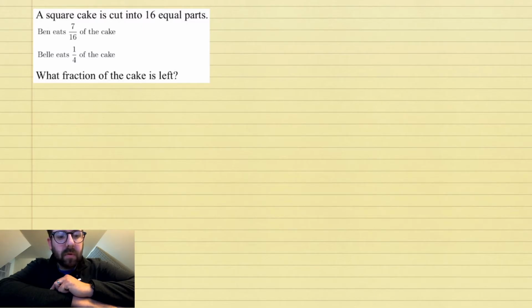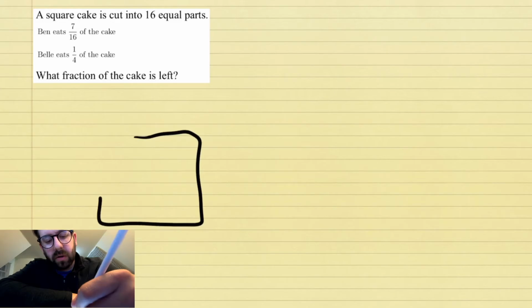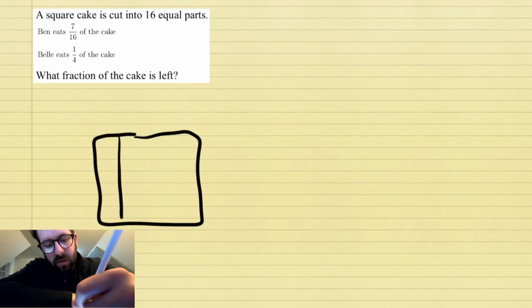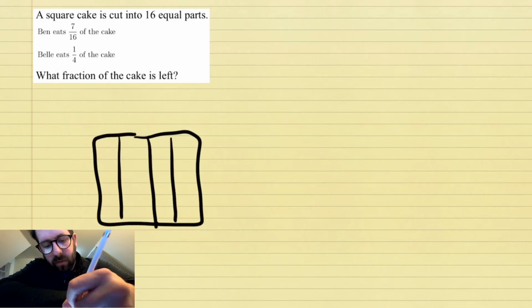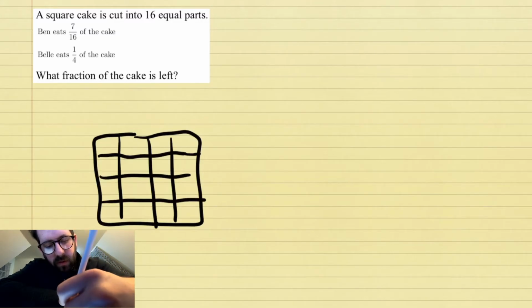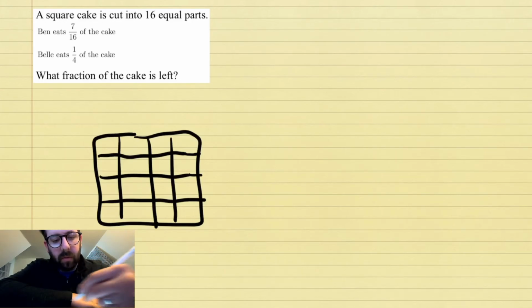Okay, a square cake is cut into 16 equal parts. So 16 parts. So if I make this correct, so 4, there we go. There's 16 pieces total if you count those up. It's 4 columns, 4 rows. Ben eats 7. Belle eats 1 out of 4. What fraction of the cake is left?